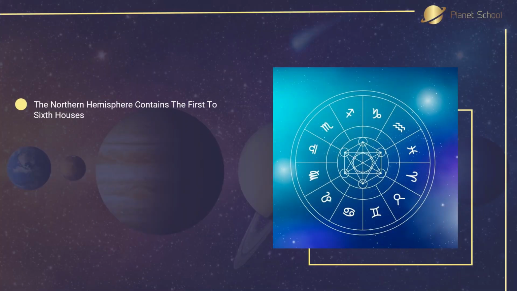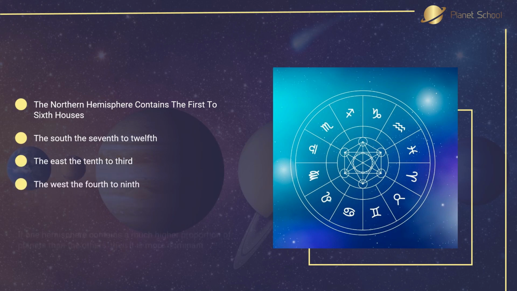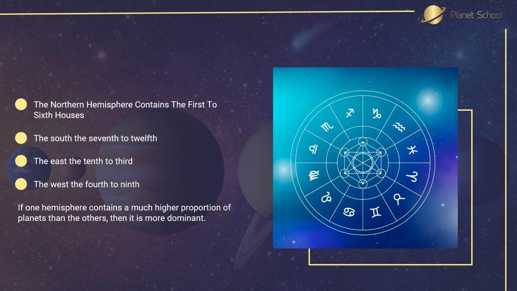The Northern Hemisphere contains the 1st to 6th houses, the South the 7th to 12th, the East the 10th to 3rd and the West the 4th to 9th. If one hemisphere contains a much higher proportion of planets than the others, then it is more dominant.